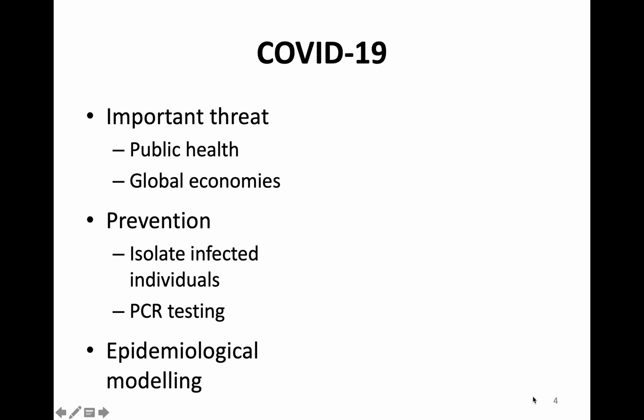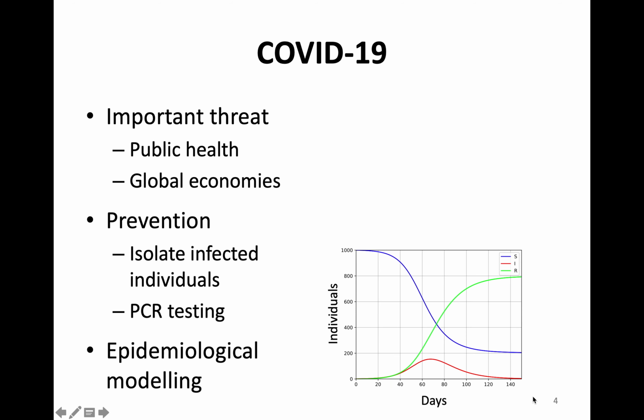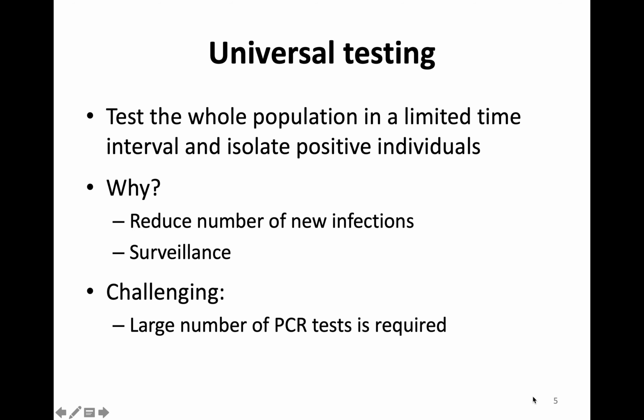To better understand how to use PCR testing strategies as efficiently as possible, we can of course look at epidemiological models, and this is exactly what we're going to do in this study. In this study, we're going to explore the idea of universal testing, and this idea is that we test the whole population in a limited time interval, and we will try to isolate positive individuals.